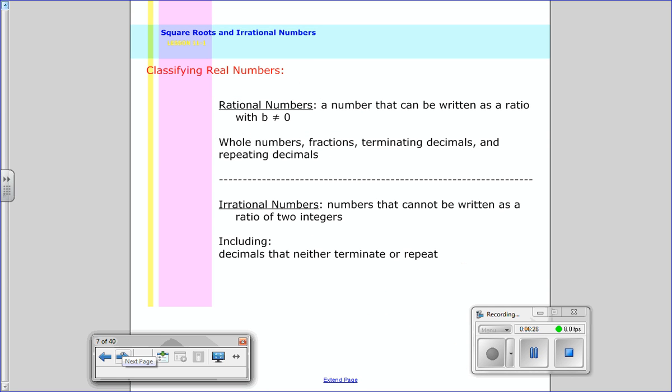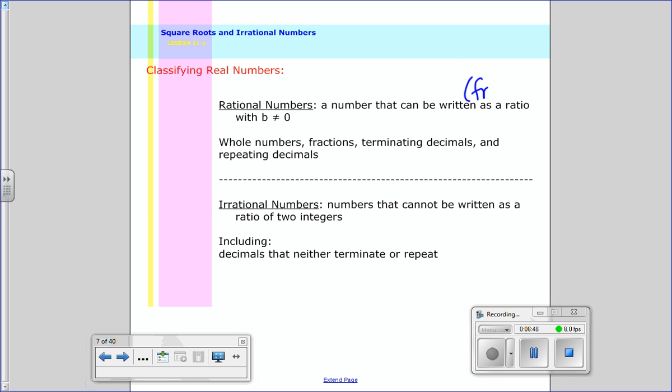All right, so that's the first half of our lesson. Next, we're going to talk about how we can classify real numbers. When we talk about real numbers, we separate them into 2 categories. They're either rational or irrational. Now, a rational number is a number that can be written as a ratio, meaning it can be written as a fraction.